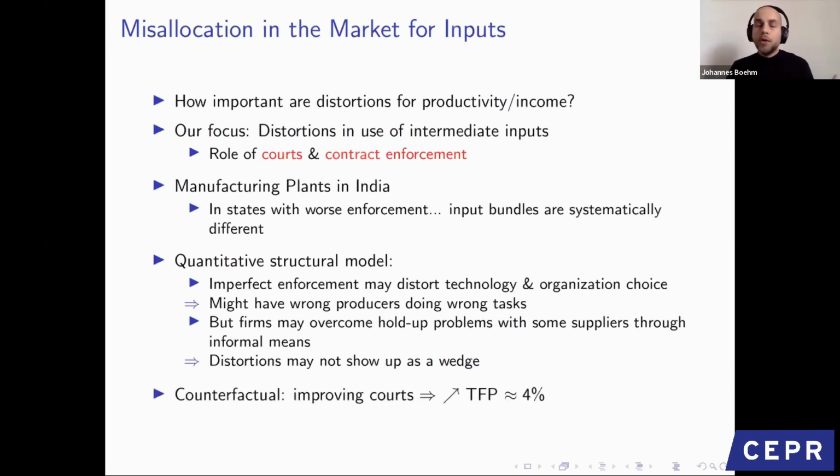Okay. So we're going to use this model to both estimate the size of distortions and also link these estimated distortions to the quality of the courts of justice in the different states. And we're going to do a counterfactual where we improve the courts of justice to the levels enjoyed by the best state in India, which is Goa, and study how much aggregate productivity would increase in that counterfactual, and the answer is going to be in the ballpark of about 4%. Okay, so I should say these numbers are probably a lower bound, and we make some choices in order to be conservative on that. So it's probably going to be at least 4% on average.